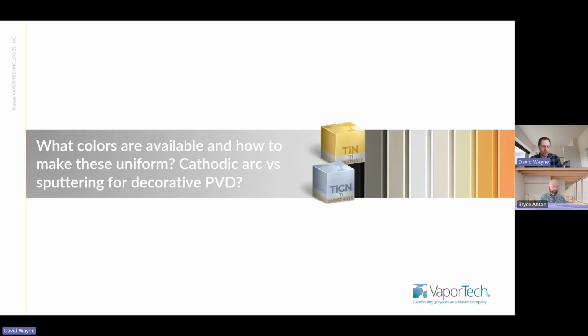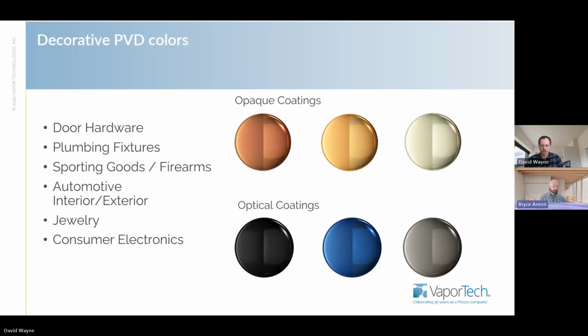Specifically for deco? Sure. Yeah, so VaporTech has worked in the world of decorative coatings for our entire existence, and it's actually what we're most known for. Although we've worked with functional hard coatings in about equal amounts over our years, typically the industries that use these coatings are door hardware, plumbing fixtures, sporting goods, firearms, automotive, which has always been a big area for us, jewelry, and consumer electronics. We make a wide range of colors, and I think we've probably got the most extensive portfolio of decorative coatings out there on the market.